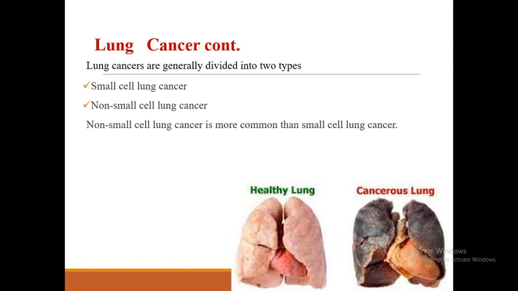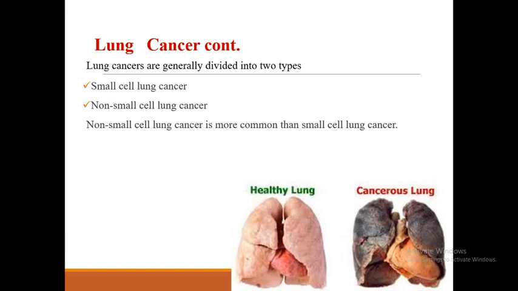Why is it that most of the time, at the time of diagnosis, lung cancer has already spread a lot? Because the lung itself doesn't have any pain receptors, any receptors that detect pain. The lung tissue doesn't have any pain receptors. So most of the time lung cancer is detected in another screening test or when it causes other symptoms.